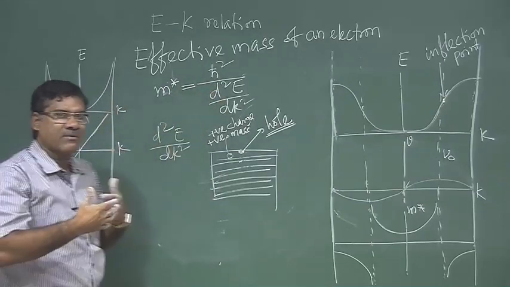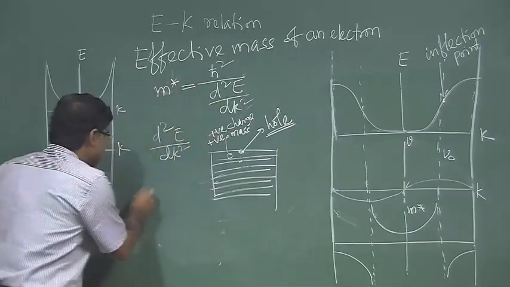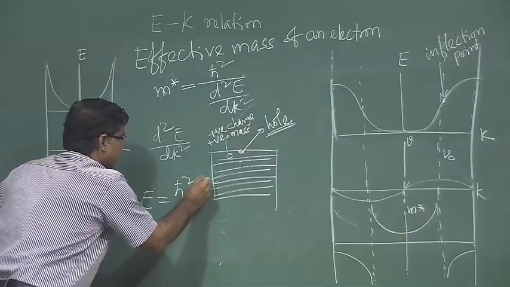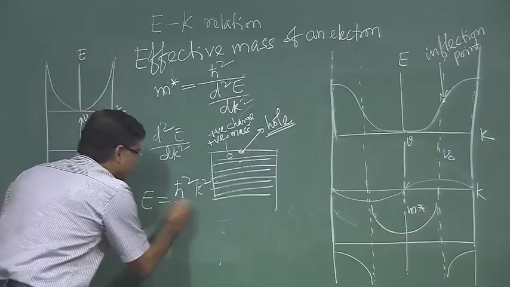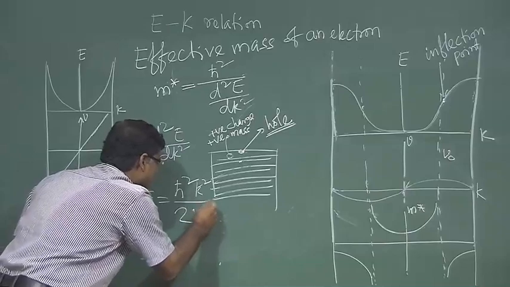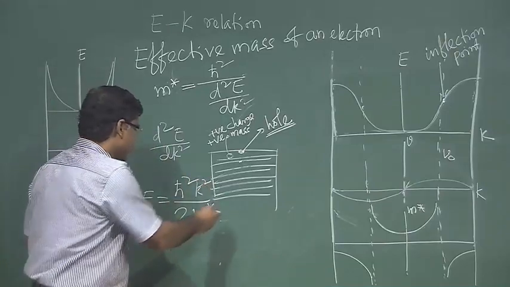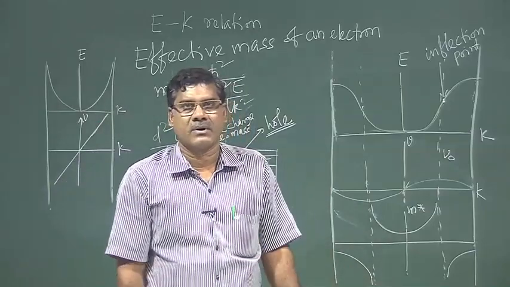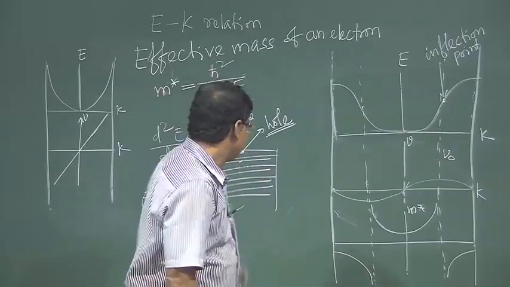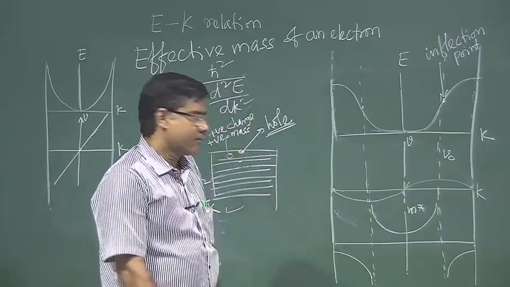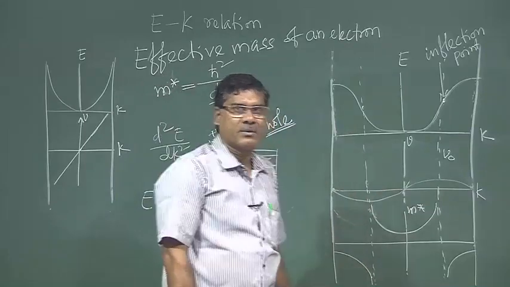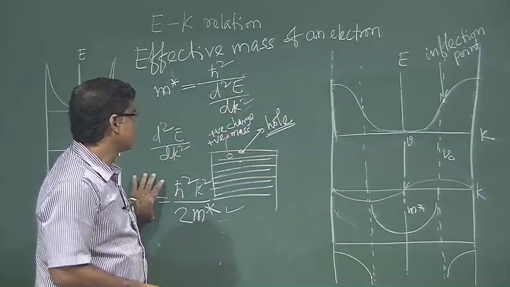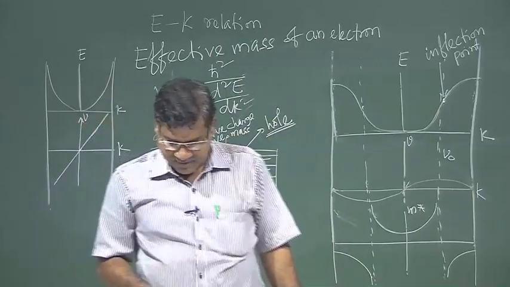For a free electron, the energy expression is E equals h cross square k square by 2m. Replace this m by m star, the effective mass. So, this equation is valid for others also. It is not only valid for a free electron, it is valid for other electrons also, whether electrons in a band or others. If you know the E-k relation of that electron, you can find out the energy. These are very interesting.